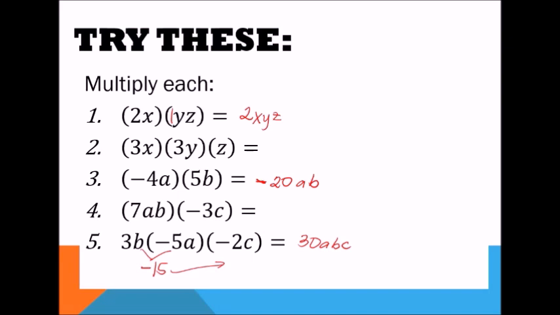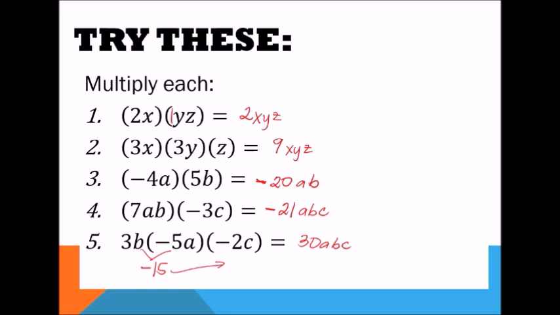Okay, so for number 2, let us reveal the answer. 3 times 3 is 9, so we just write 9. Then multiply x times y times z, so it's xyz. For number 4, we have 7 times negative 3. They are unlike signs again, so this is negative. Negative 21. Then A, B, C.